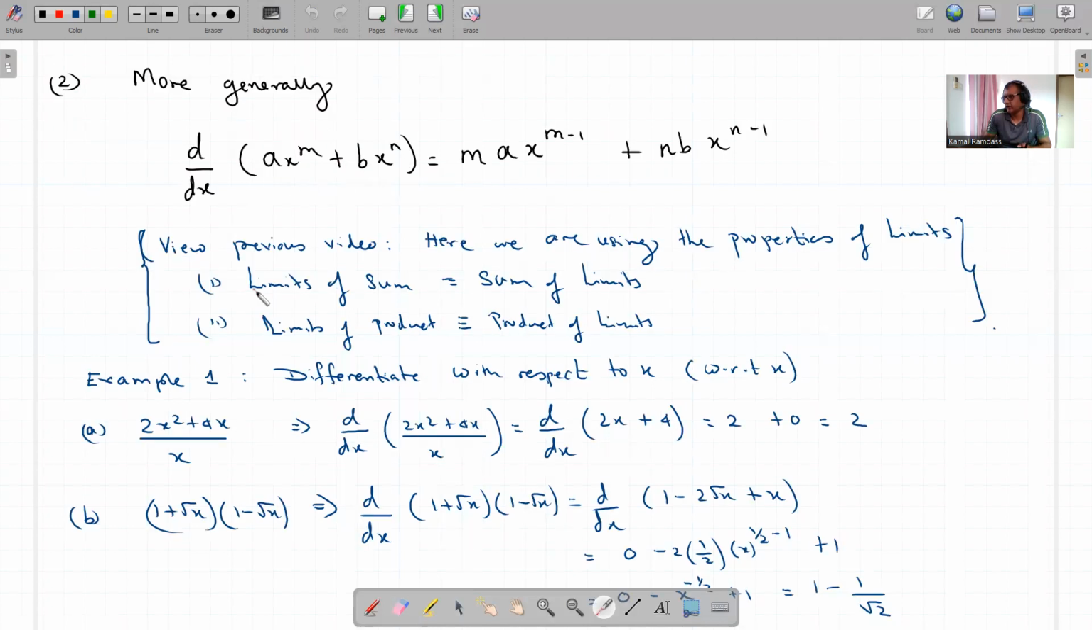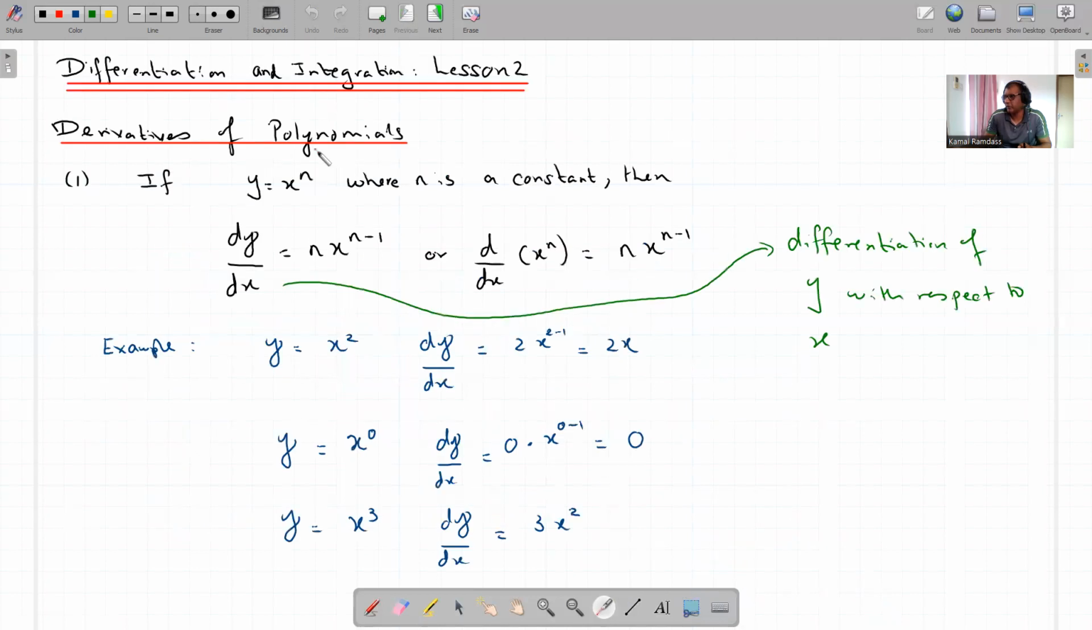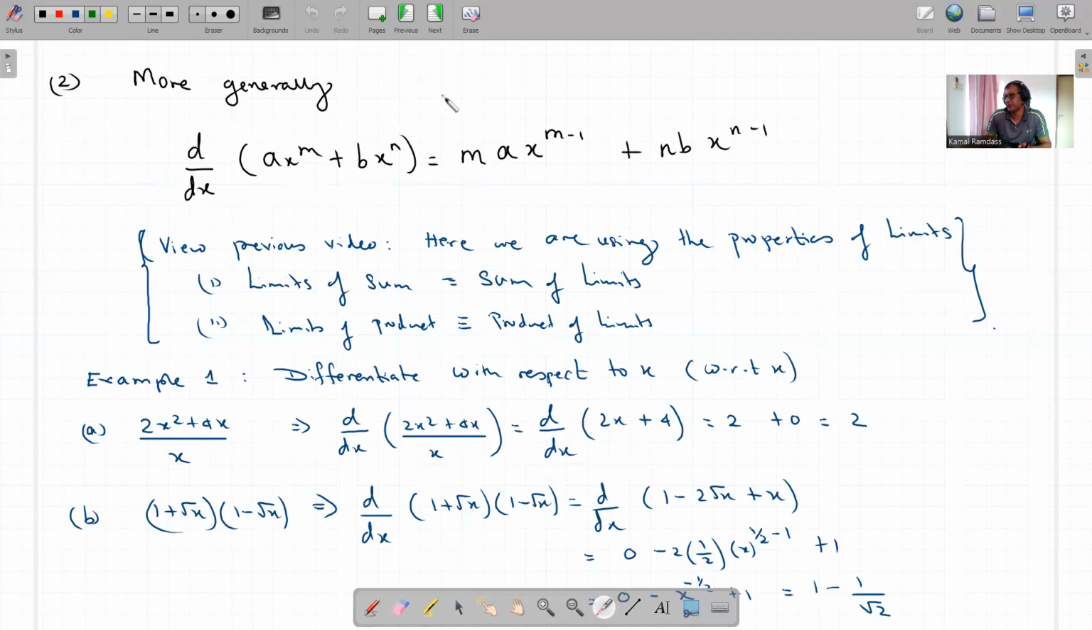Et je me sers de deux properties. Limits of the sum is equal to sum of the limits, and limits of product is equal to product of limits. OK? Je me sers de ça, et je trouve ça avant, et je suppose qu'après arrive cette relation. Mais la relation, elle paraît logique. OK? Et là, nous nous faisons comme ça.